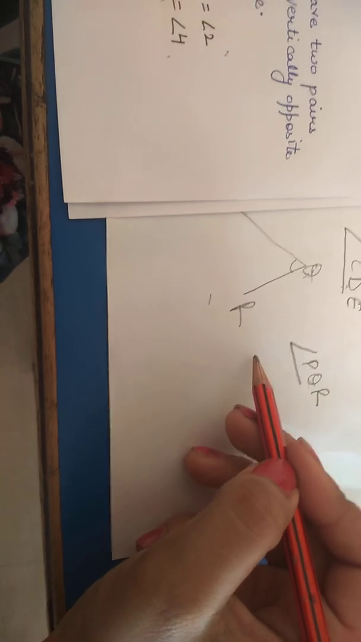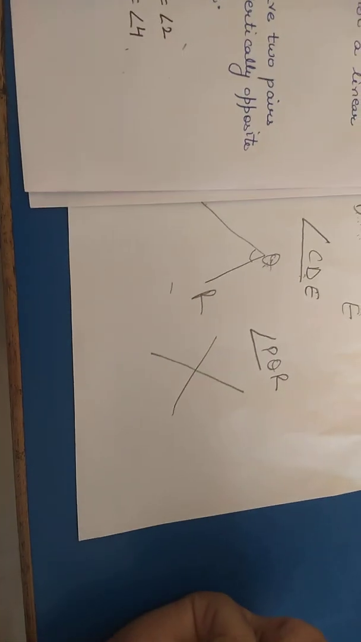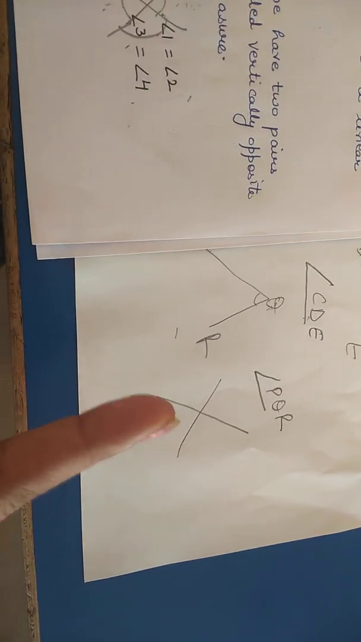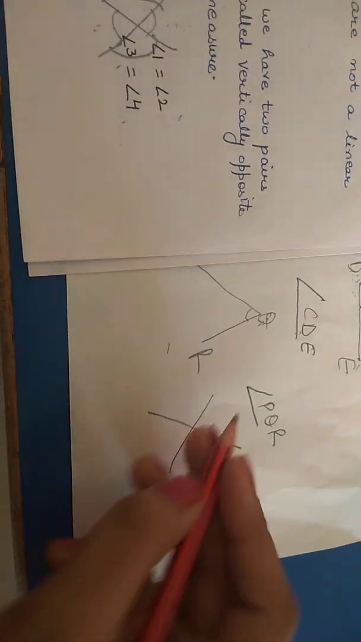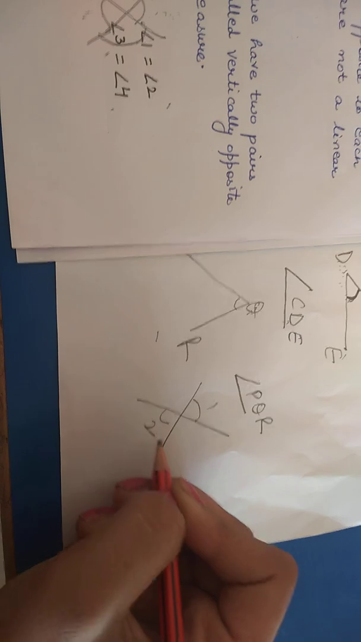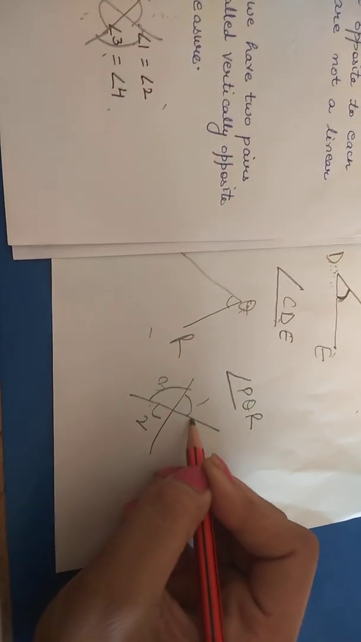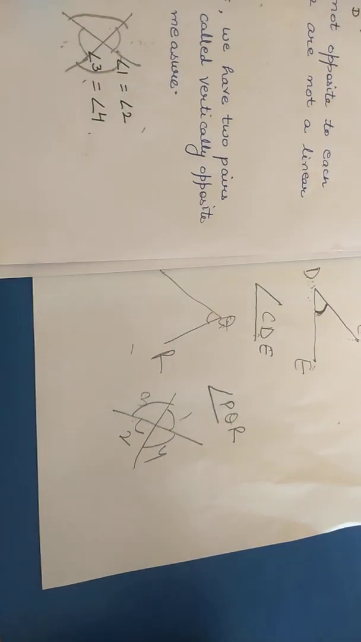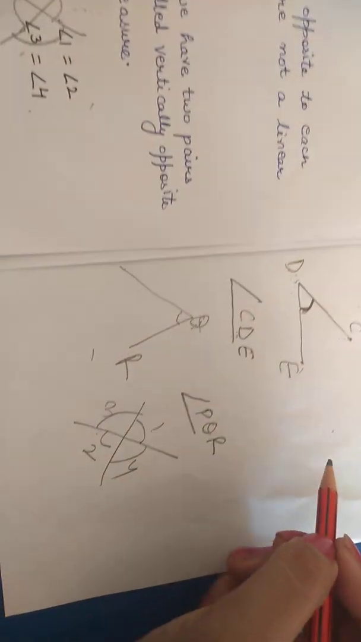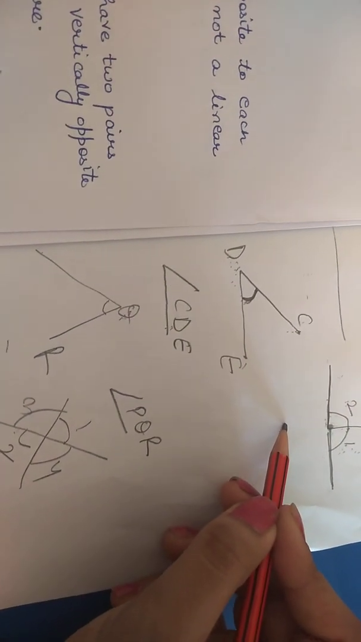So what is a vertical opposite angle? Whenever you see in any question that we have two intersecting lines, but make sure these must be intersecting lines, and only two, then this angle and this angle, angle 1, is equal to angle 2, and angle 3 is equal to angle 4. Now, you always get confused between these angles.